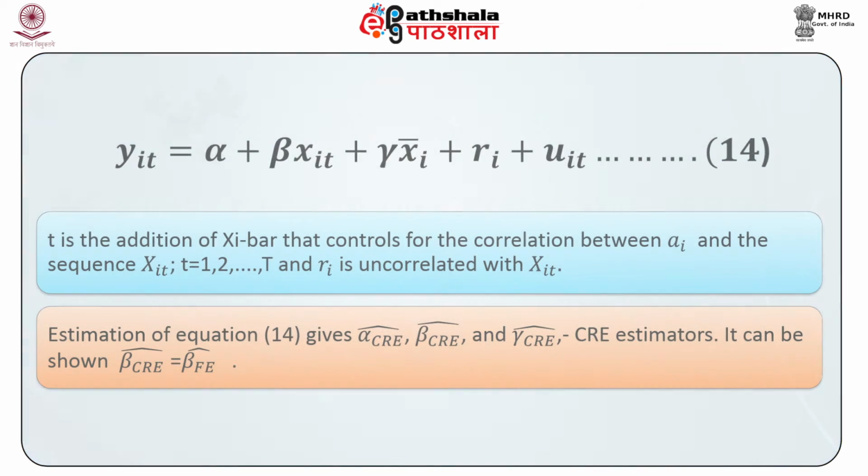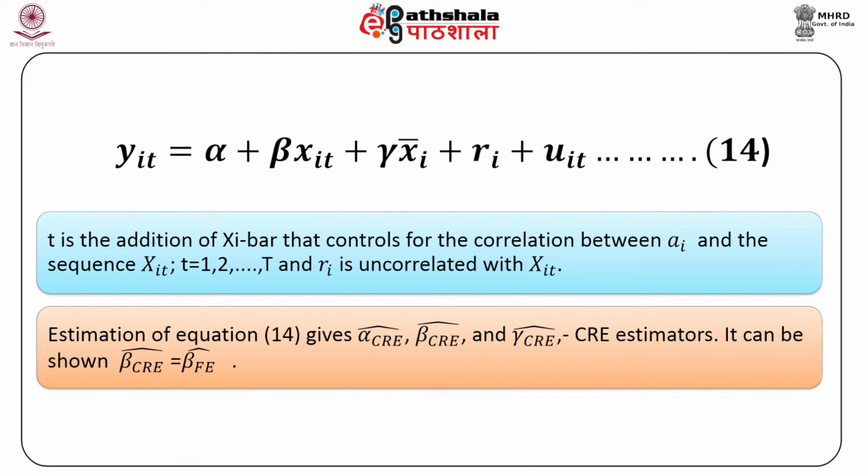All of these assumptions add up to random effects estimation of the equation YIT equals alpha plus beta XIT plus gamma xi bar plus Ri plus mu IT, which is similar to the usual random effects equation with the important addition of the time average variable xi bar. It is the addition of xi bar that controls for the correlation between AI and the sequence XIT, T going from 1 to capital T, and Ri is uncorrelated with XIT.